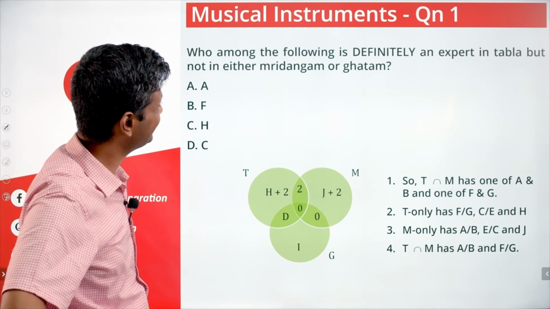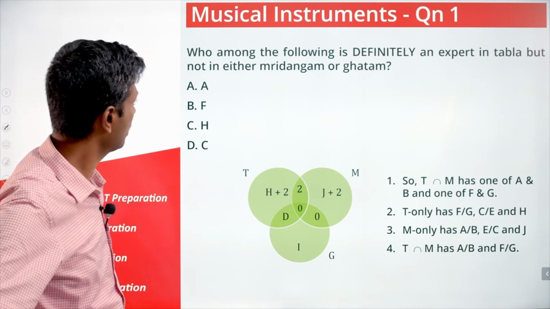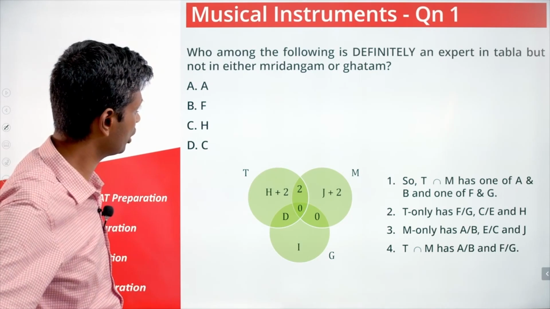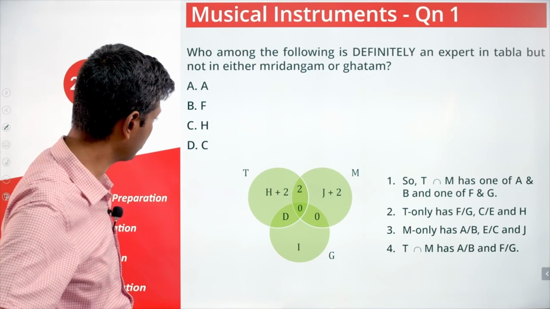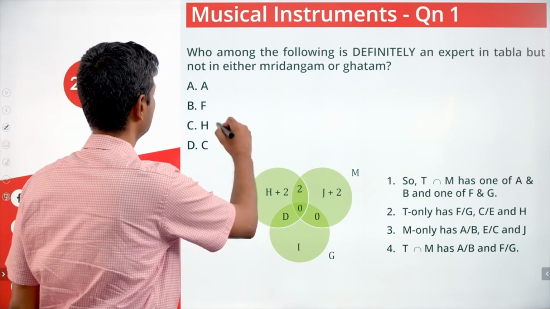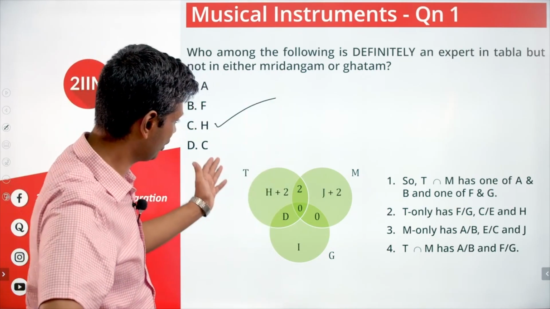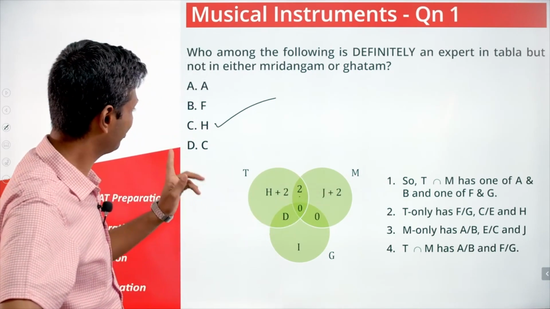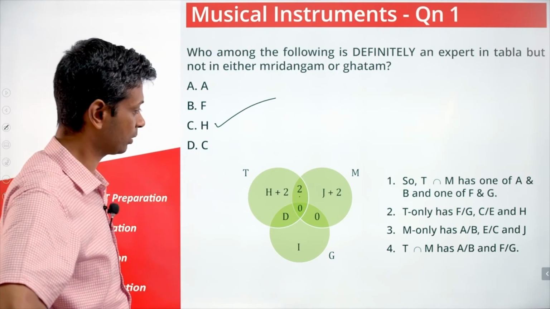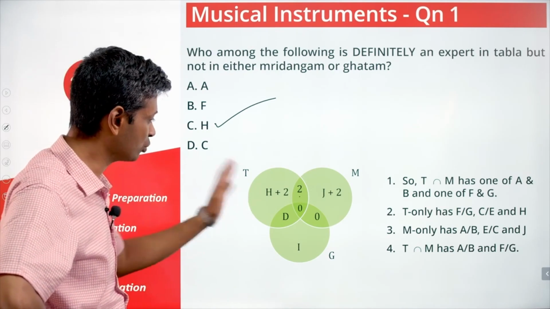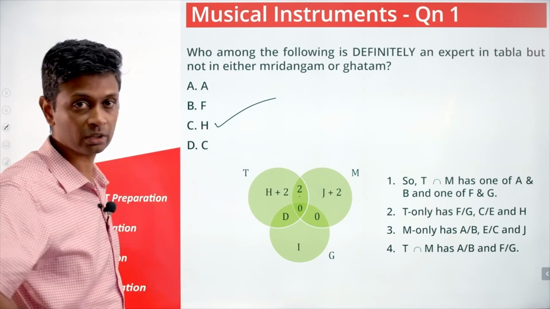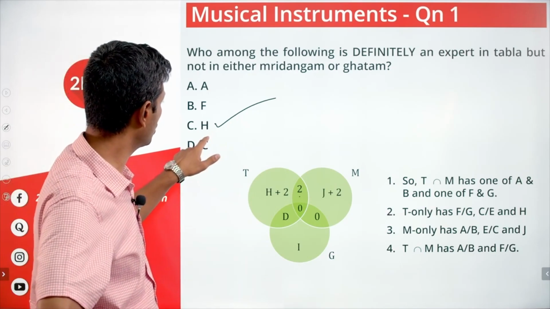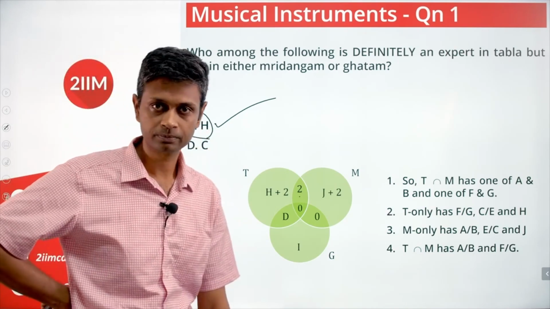Who among the following is definitely an expert in tabla, but not in either mridangam or ghatam? Tabla only. Only thing we know in tabla only is H plus 2 others. A need not feature here. A is here or here. F need not be here. H has to be here. C need not be here. So the only one we can be sure of is H.